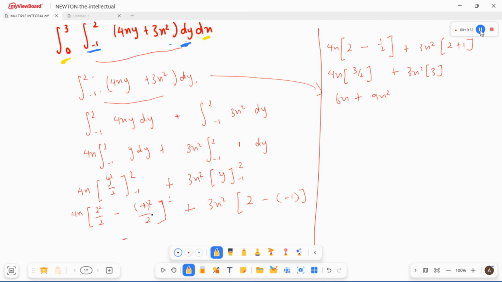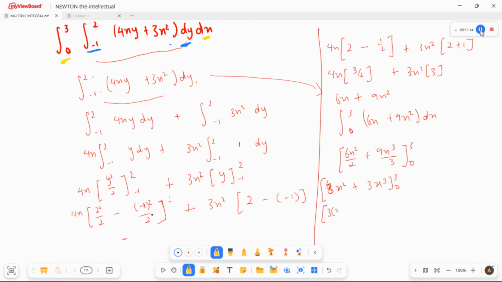And then we can plug it back here. So we have the integral from 0 to 3 of 6x plus 9x squared dx, right? We've done the first part, now we're doing the second part, which is the second integral. Integrating this, we're going to have 6x squared over 2 plus 9x cubed over 3, from 0 to 3. Okay, let me just simplify first. So we have 3x squared plus 3x cubed, from 0 to 3. And then we can plug in our values.